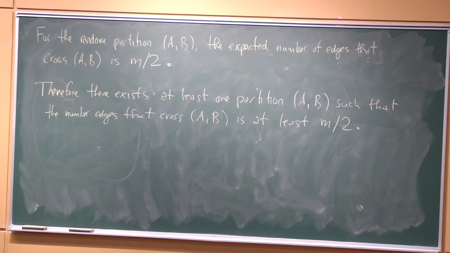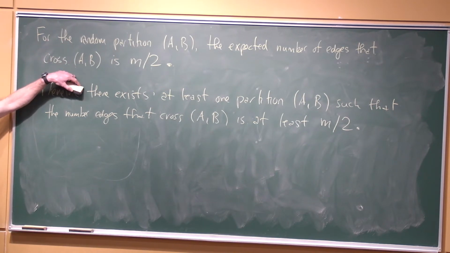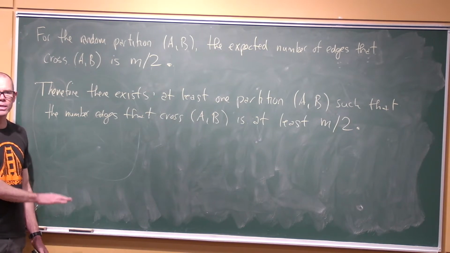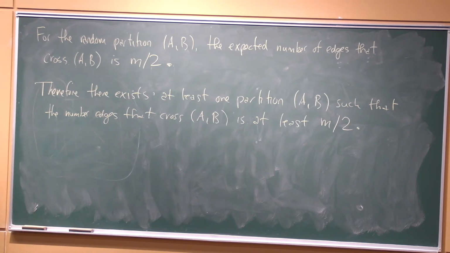If on average the number is m over 2, then it has to happen sometimes that I get something that's at least m over 2. So that's already remarkable. Because if I asked you to prove that by giving an algorithm that takes any graph and finds this partition A, B, where half of the edges cross that partition, I think you'd have difficulty. I would have difficulty coming up with an algorithm proving that it works for every possible graph. Instead, all we had to do was define an experiment where, on average, what we want happens, which means that sometimes it must happen.